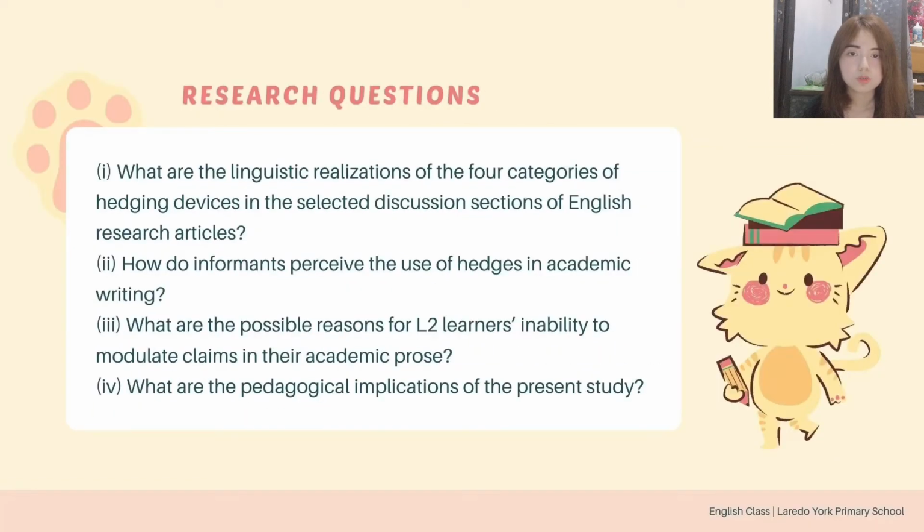Here are the research questions in the present study. There are 4 research questions. First, what are the linguistic realizations of the 4 categories of hedging devices in the selected discussion sections of English research articles? Second, how do informants perceive the use of hedges in academic writing? Third, what are the possible reasons for second language learners' inability to modulate claims in their academic prose? And fourth, what are the pedagogical implications of the present study?